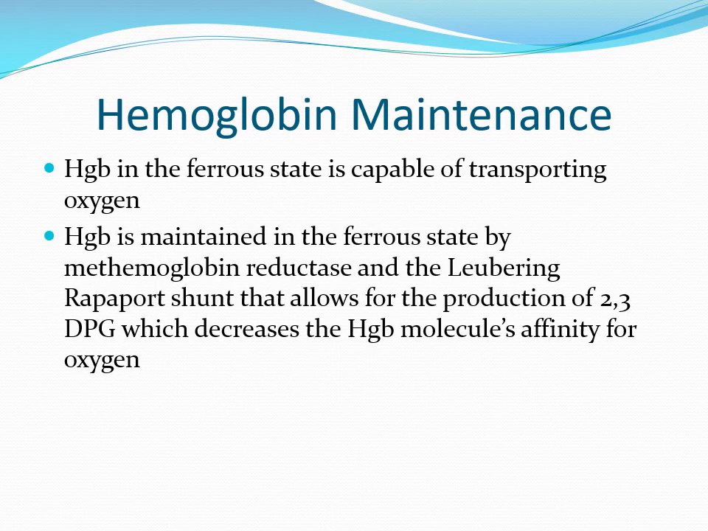For hemoglobin maintenance, hemoglobin in the ferrous state is capable of transporting oxygen. Won't be the last time you see that one. Hemoglobin is maintained in the ferrous state by methemoglobin reductase and the Luebering-Rapoport shunt, which allows for the production of 2,3-DPG, which decreases the hemoglobin molecule's affinity for oxygen. You'll also see 2,3-BPG, which is diphosphoglycerate or bisphosphoglycerate. It's the same thing, so you may see it written as DPG or BPG.